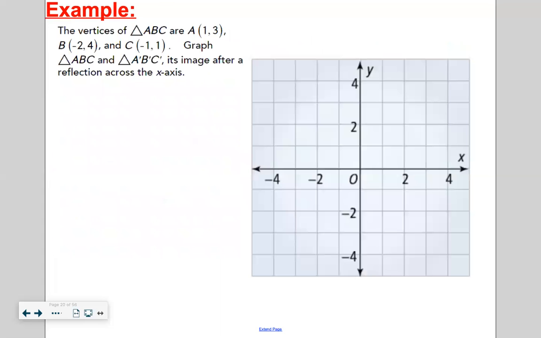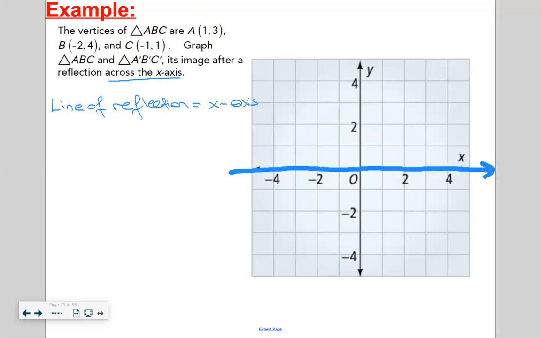Next. Here, a triangle is given. First, we need to find the line of the reflection, and then we are going to plot the points. When you look at here, the vertices of triangle ABC are given. Graph triangle ABC and triangle A prime, B prime, C prime, the image after a reflection across the x-axis. So my line of reflection is the x-axis. Let me graph the line of the reflection first. This is the line of reflection. After the line of the reflection, you need to plot the points.